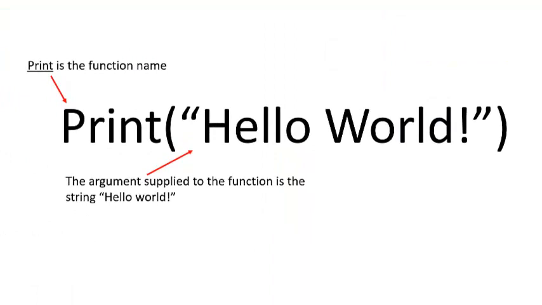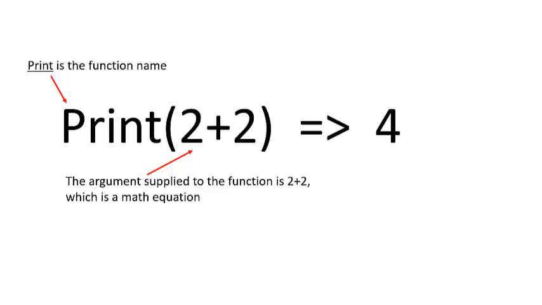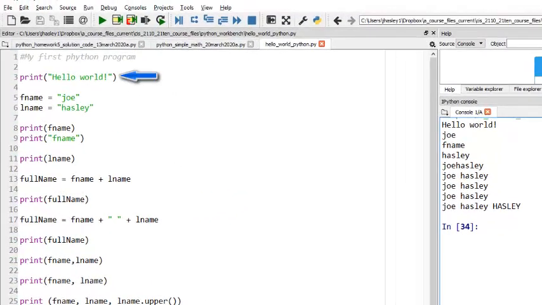Often there are literal values, such as a number or a string, or expressions such as 2 plus 2, or a variable name. In each case, these things are passed to the function, which does something with these arguments. In this case, we are telling the print function, take the character string "Hello World" and print it on the user's screen. The result is our first line of output from the program.